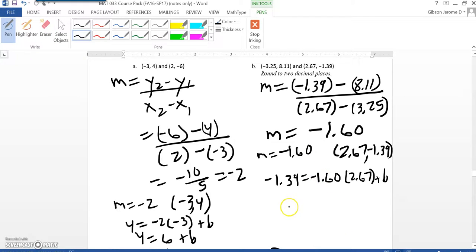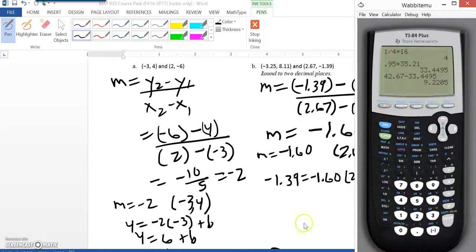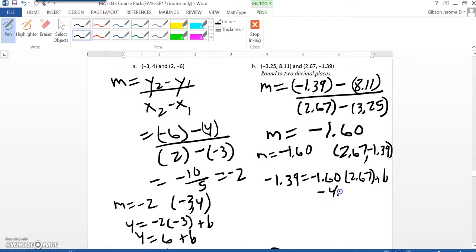Alright, so now, what we had is negative 1.39 is equal to negative 1.60 times 2.67 plus b. Now we could take our calculator and take negative 1.60 times 2.67. Now that will give us a negative 4.272 plus b, and negative 1.39. Then we will add the 4.272 to both sides.